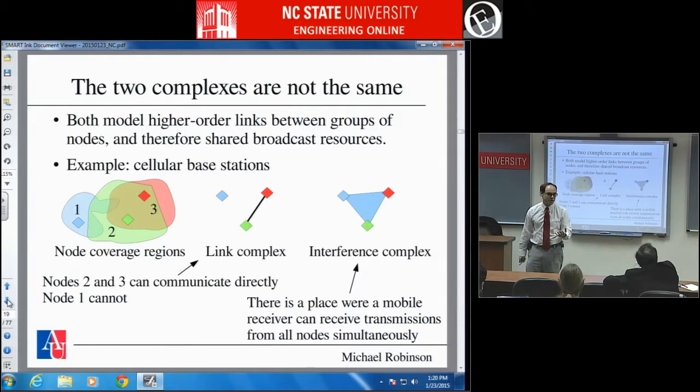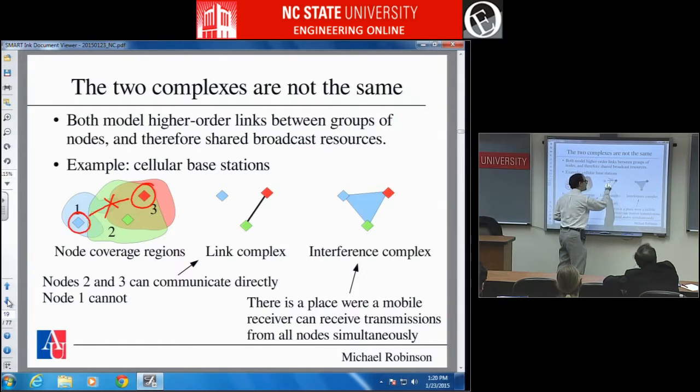It's intuitive in some sense, but it's worth hammering the point home that they're not the same. If I have, say, these three overlapping thresholded coverage regions, two and three can communicate mutually, so in the link complex, there's an edge. But one and two, the red guy and the blue guy, they cannot communicate. So there is no edge here.